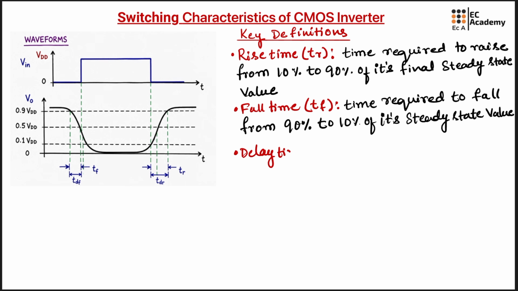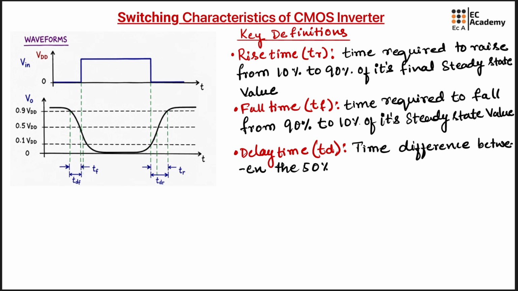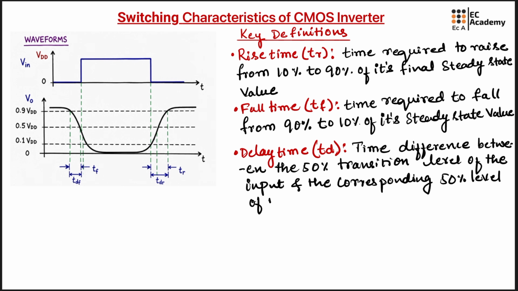Next is delay time represented by TD. Delay time is the time difference between the 50% transition level of the input and the corresponding 50% level of the output. So delay time is the 50% transition level of input and the 50% transition level of the output, and this difference is known as delay time. So why do we take this 50% transition time? Because it provides a convenient reference point near the middle transition. Exactly at the middle, we have a convenient point where we can measure the delay time.